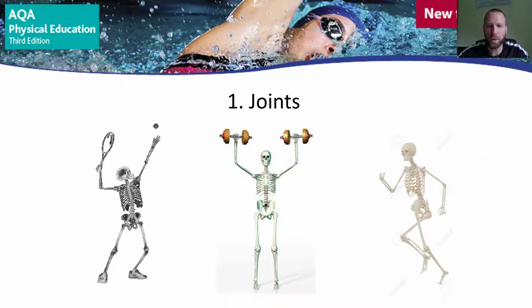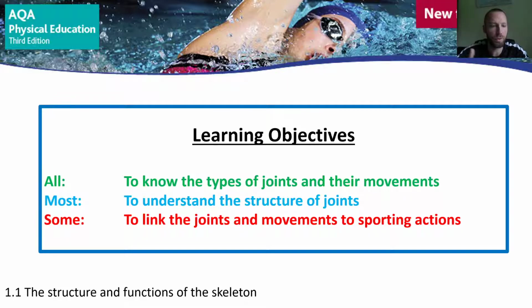Today I thought I'd go over joints with you, which is under Chapter 1, Human Anatomy or Anatomy and Applied Physiology. We're just going to look at the different joints in the body and how they work, the structure, etc. We're going to know the different types of joints and the movements we can do in them. And we're going to understand the structure of joints. So we're going to look into how they're actually made up. And then we're going to link the joints and movements to sporting actions. That'll be towards the end.